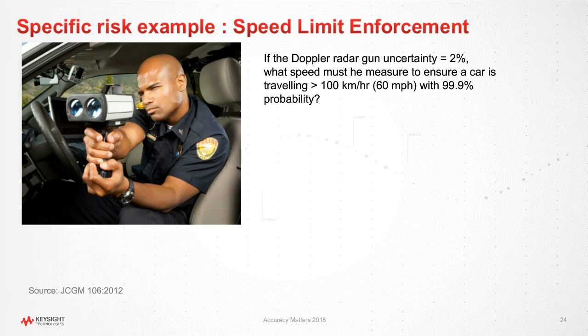So looking at specific risk, this comes right out of another document I'm about to recommend to you, as one of their examples. Police radar guns have an uncertainty of about 2%. So the question becomes, what is the speed that the policeman or woman must measure to ensure that the car is traveling greater than the speed limit, in this case 60 miles an hour, with a 99.9% probability? It's a single-sided limit.